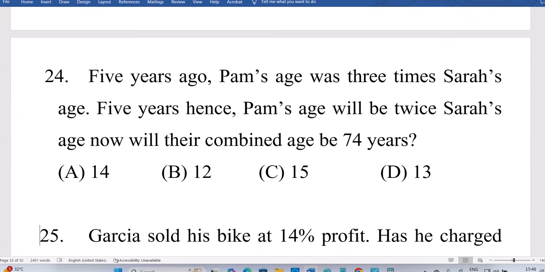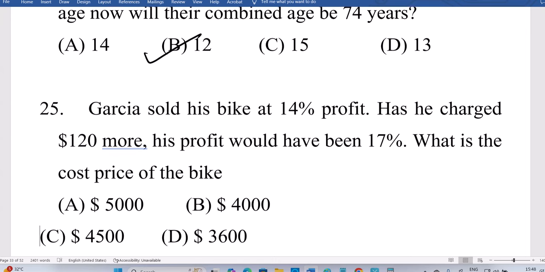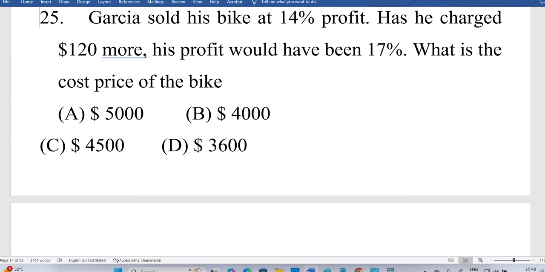See, this is another set actually. Same question already discussed. What's the answer? 12. 50 is the sum, they want 74, which means 24 extra. Divide by 2.